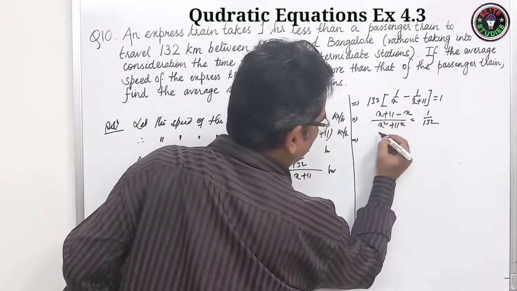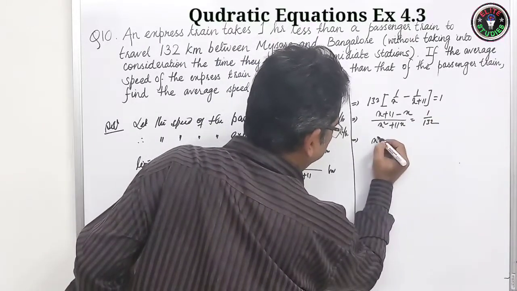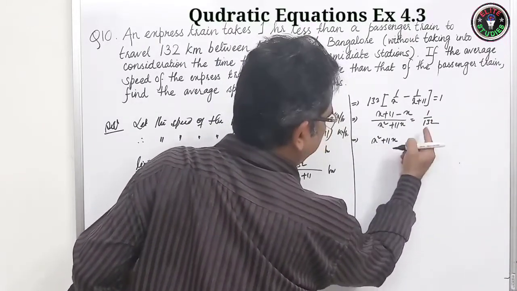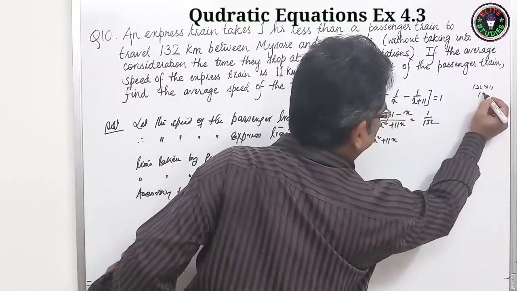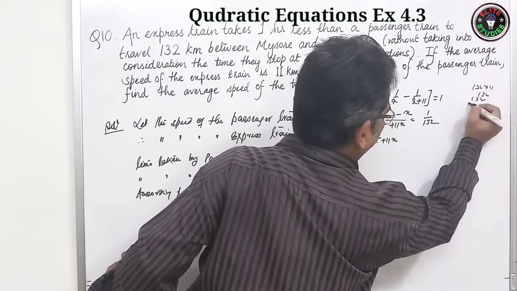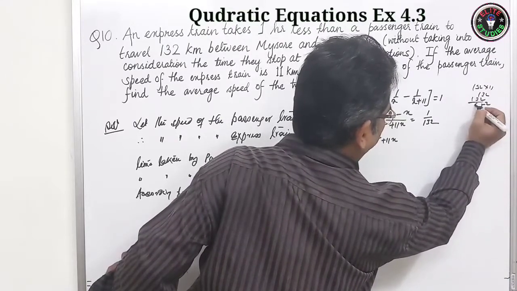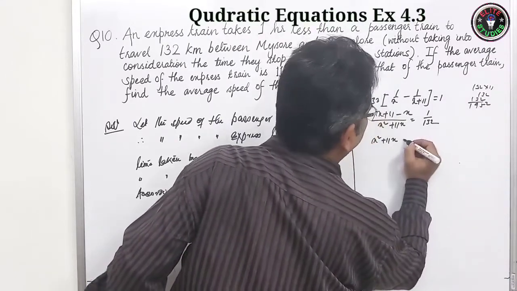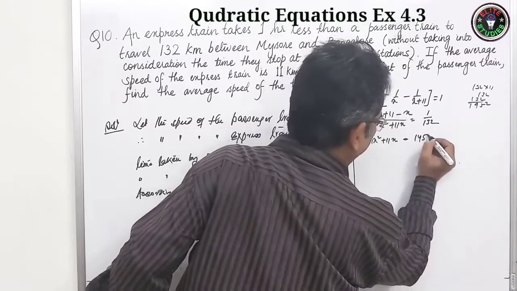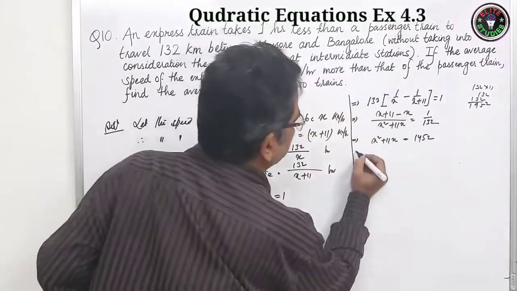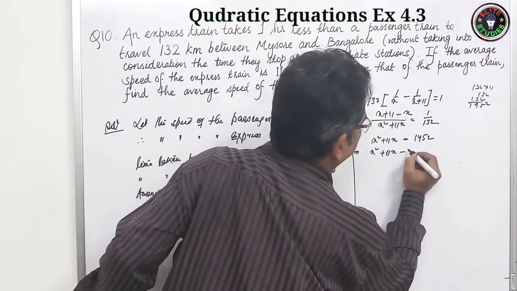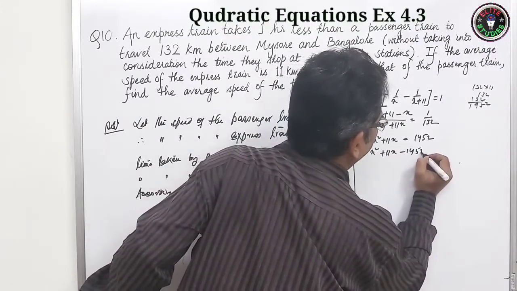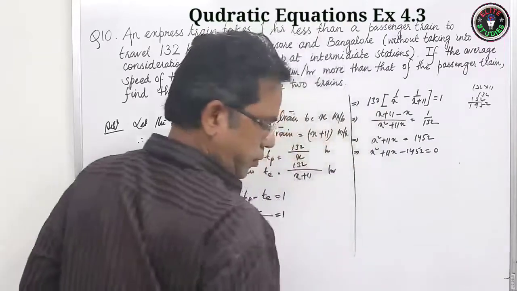So x cancels, so this will go there. It will be x square plus 11x, and 132 into 11 is 1452. So this will give you x square plus 11x minus 1452 is equal to 0.